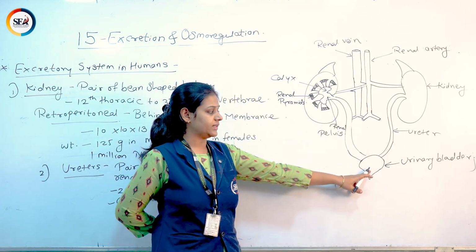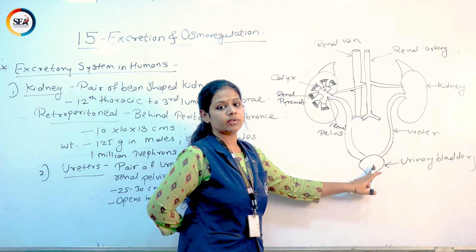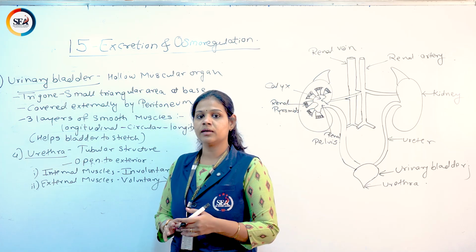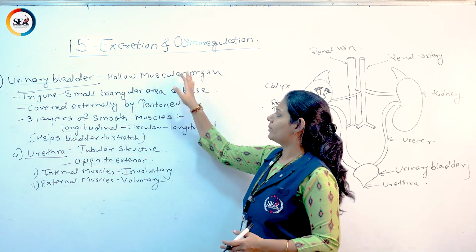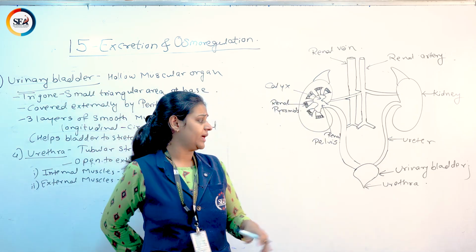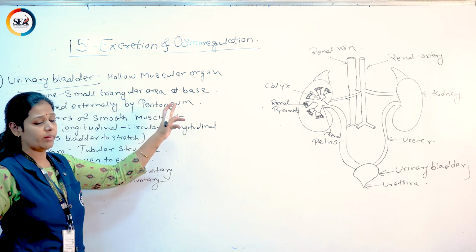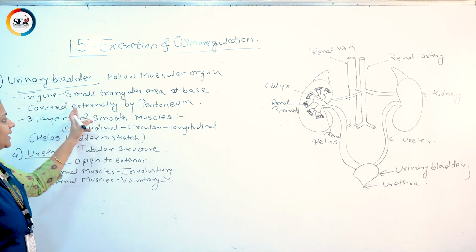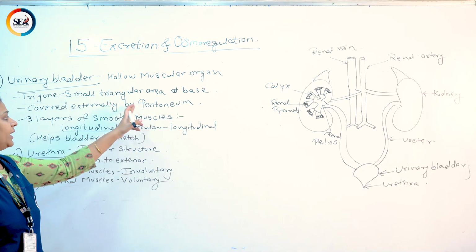The next point is the urinary bladder. These ureters open into the urinary bladder. The third point is urinary bladder. Urinary bladder is a hollow muscular organ situated below the ureters. The triangular shape present at the base of the urinary bladder is called trigone. It is usually covered externally by the peritoneum.